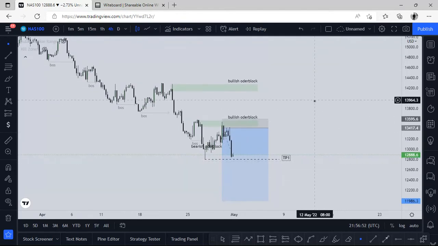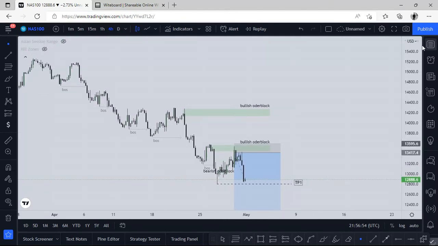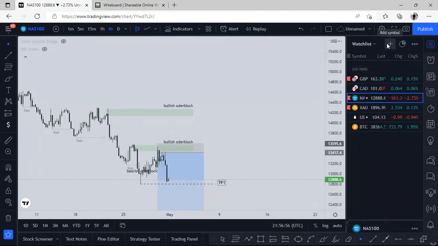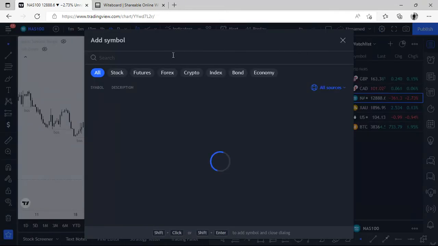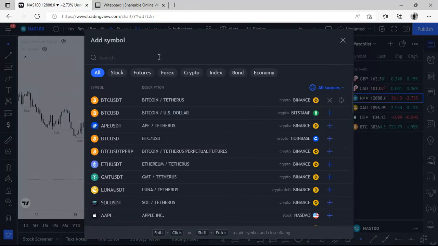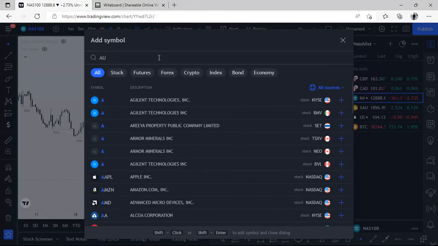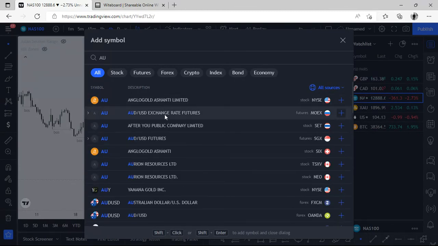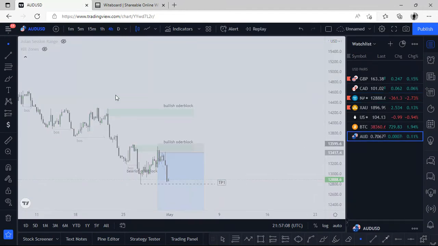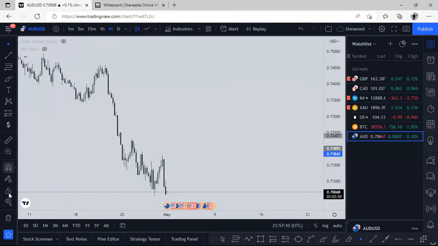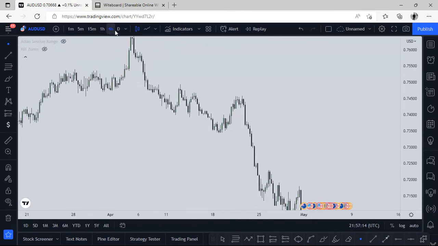So let me just take a different pair. I don't trade... let me look for Australian USD. I think it was trending for some time, so let's go to Australian USD. Let me clear everything if I have something here. So this is the 4-hour time frame.